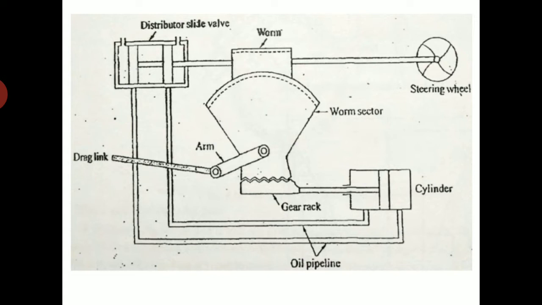Now for the booster cylinder, the worm wheel, axially meaning along the axis of the shaft, will operate the distribution valve. From the distribution valve, the oil or compressed air will enter into the booster cylinder. Then it will rotate the gear rack, and in turn rotate the worm sector, and again the arm, drag link, and so on. So this is the mechanism of the power steering.